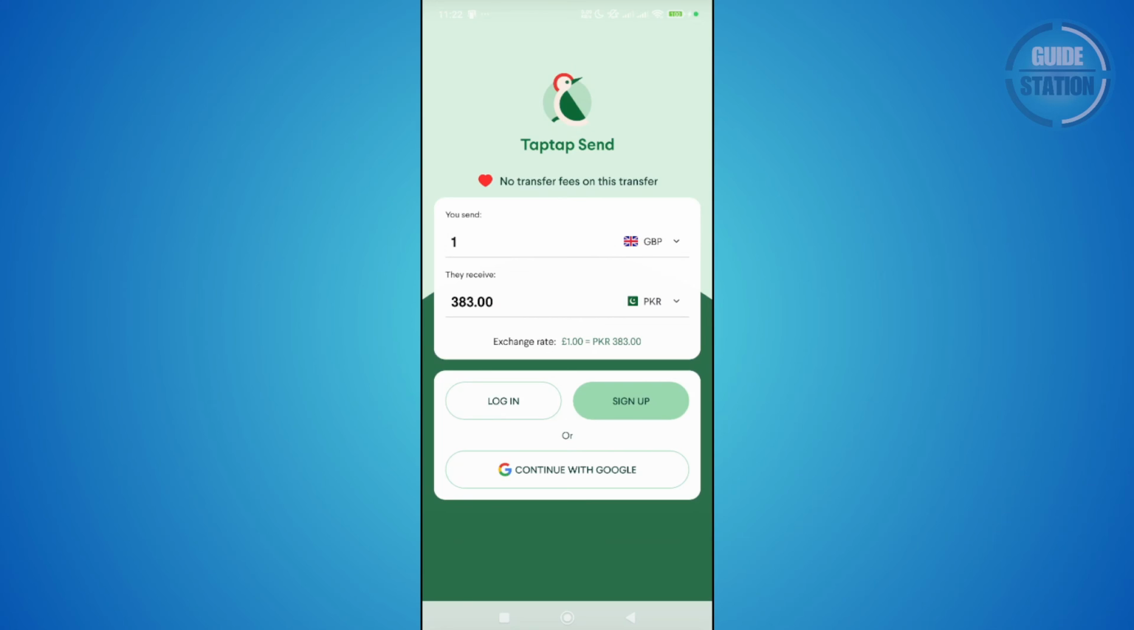But then again, this depends on where you are and what mobile wallet you currently have available, so the steps may vary here. But directly speaking, there's no direct way that you can send money from TapTap Send to Wise.